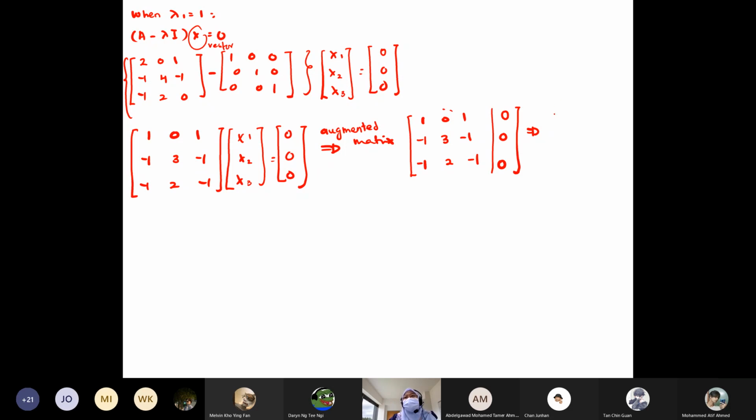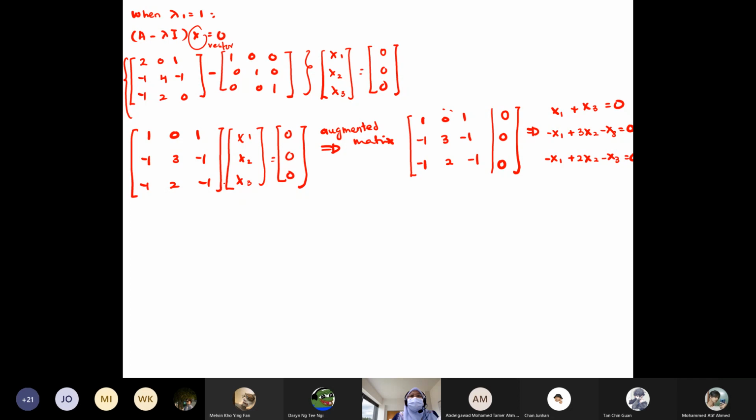If we write it down as linear equations, remember that this is multiplied by x1, x2, x3. So x1 plus x3 equal to 0. Another one we have negative x1 plus 3x2 minus x3 equal to 0. The last one we have minus x1 plus 2x2 minus x3 equal to 0.